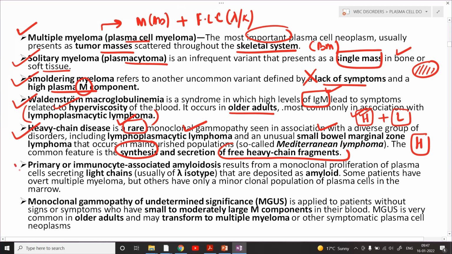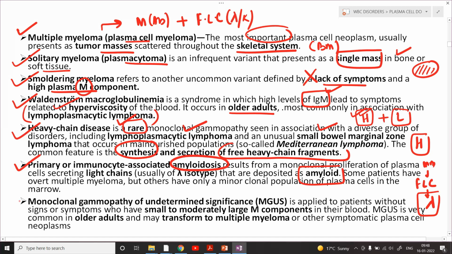Now the fifth variety is primary or immunocyte associated amyloidosis. As I told you, the patients of multiple myeloma are also secreting free light chains. I told you we have lambda and kappa. Now, when the lambda light chain is in excess, they can form amyloid protein and can lead to primary amyloidosis. It doesn't occur in all types of multiple myeloma, but some varieties might lead to that.